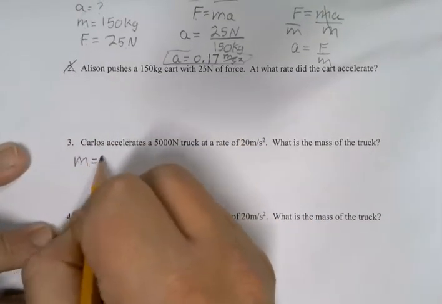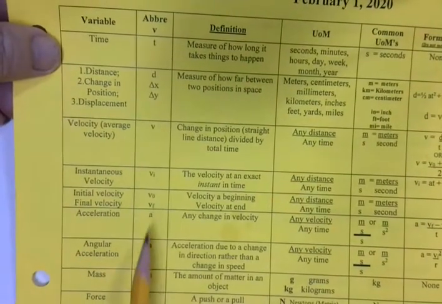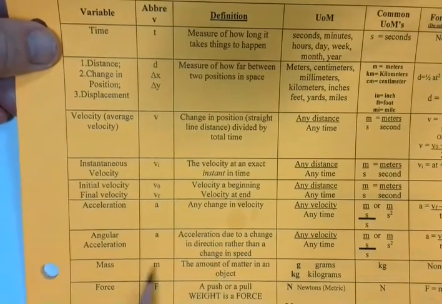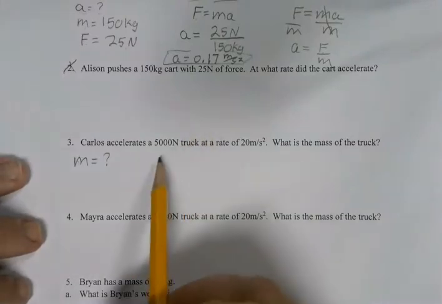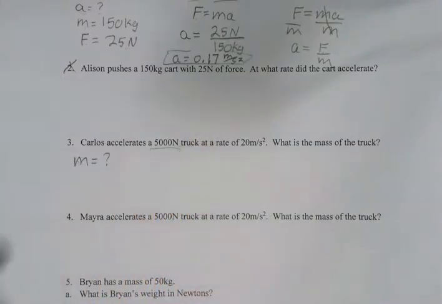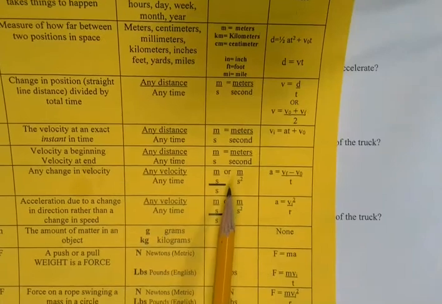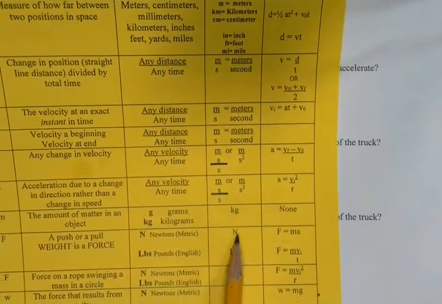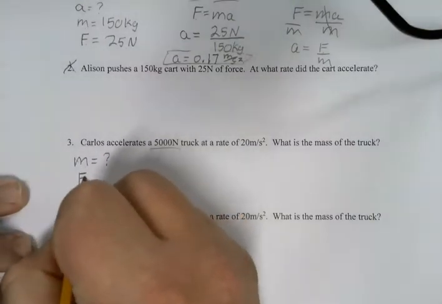M equals question mark. Again, if you don't know that, you come down here. Now that's a variable. Mass is a variable. There it is. Mass. Okay, M equals question mark is what we're trying to find. It says it's a 5,000 N truck. So it doesn't say what 5,000 N is in this case. So if you're not sure, again, you come down units of measure. The letter comes after the number, so that means it's a unit of measure. And there's N, newtons. And that is a measure of force, F. So learn how to read the yellow sheet, and the class will be very easy for you.